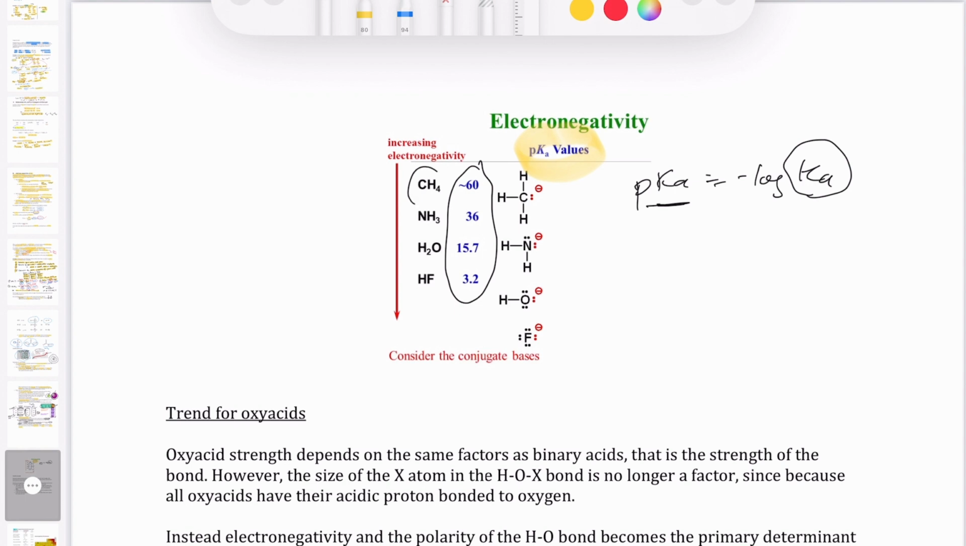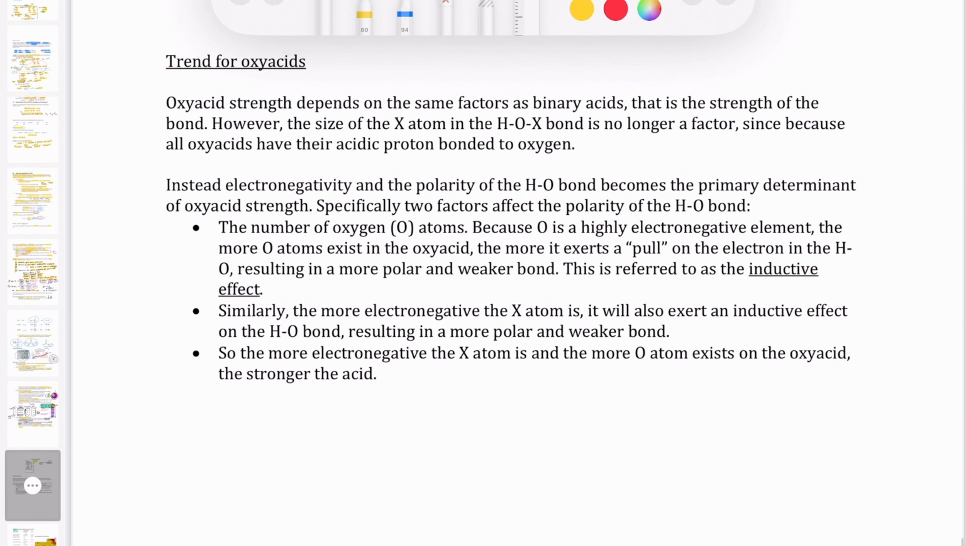So therefore, this is the weakest acid. This is the strongest acid. Now let's take a look at oxyacids. Oxyacids are different from binary acids because the hydrogen, or the proton, is bonded to oxygen, and then the oxygen is bonded to the X atom.